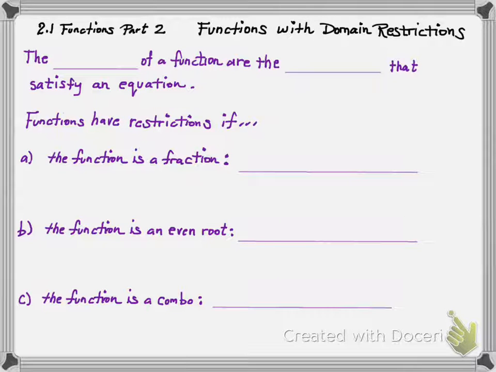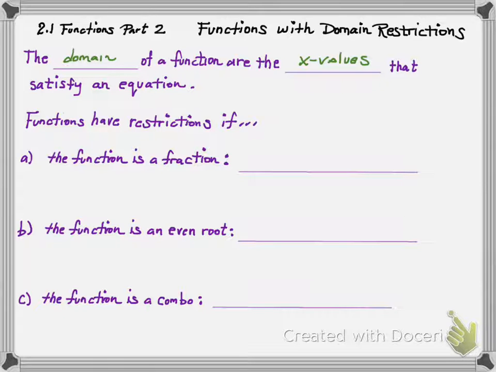All right, 2.1 part 2, carrying on here. We're going to talk about functions with domain restrictions. First of all, the domain of a function are the x values that satisfy an equation. So we're going to put domain here, and we've got the x values over here. And we discovered that during the last assignment, when we were doing mappings of our relationships.